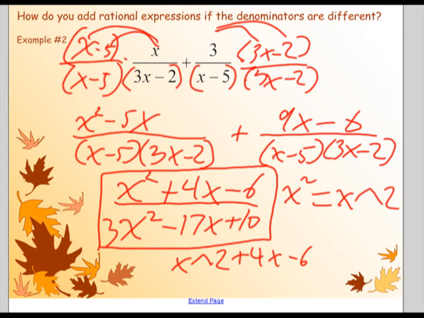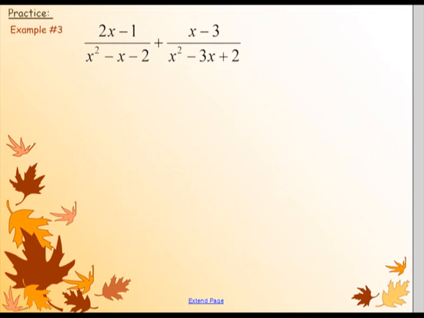Okay, moving along. So here's another example. This one looks a little bit crazier. In order to find a common denominator on the bottom, this could get really messy if I tried to multiply the whole top and bottom of this one by x squared minus 3x plus 2, and the whole top and bottom of this one by x squared minus x minus 2. You could do that, but it's going to get really messy. So what I'm going to try to do is factor the two denominators.